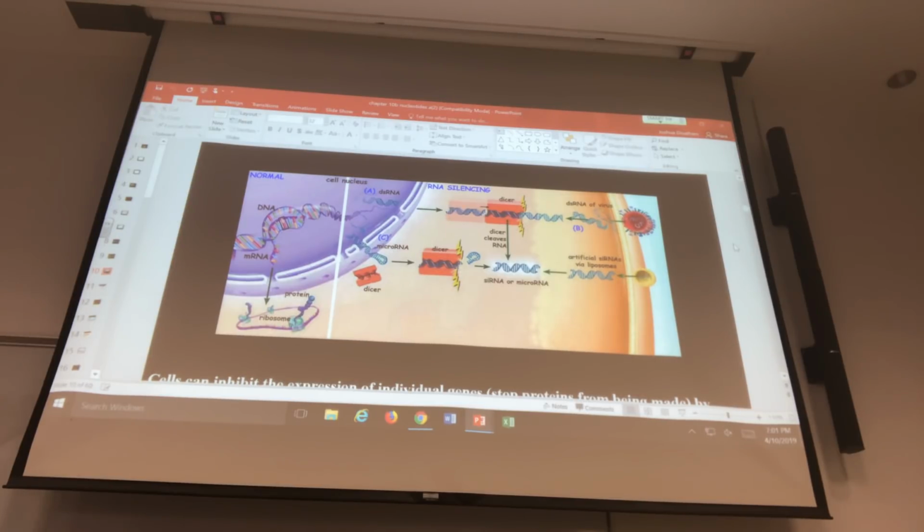Yes. So just to clarify, once the double-stranded RNA is cut and then separated, it binds the native mRNA, and when it binds, that forms a RISC? Yes, exactly.